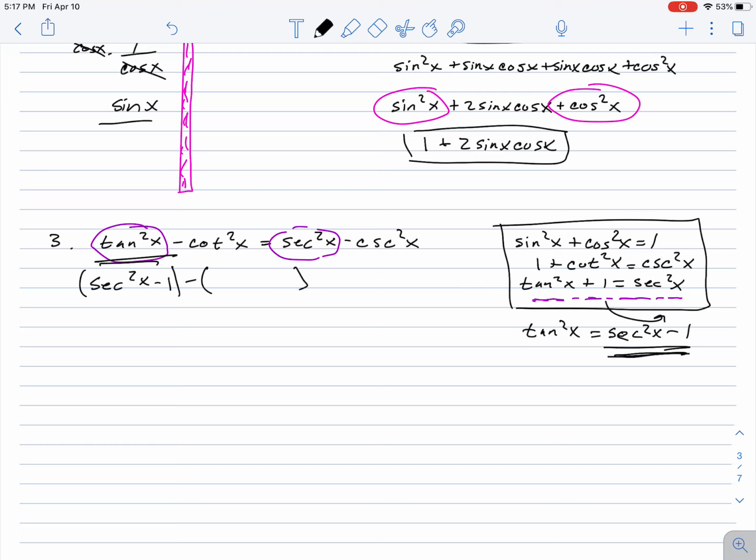And now I'm looking at cotangent. All right, that's this Pythagorean identity. And I want to figure out what cotangent squared is, so I'm subtracting 1 across. And cotangent squared looks like it's going to be cosecant squared minus 1. So this is what I'm going to substitute in for cotangent squared. Okay. And then I'm going to distribute that minus sign in.